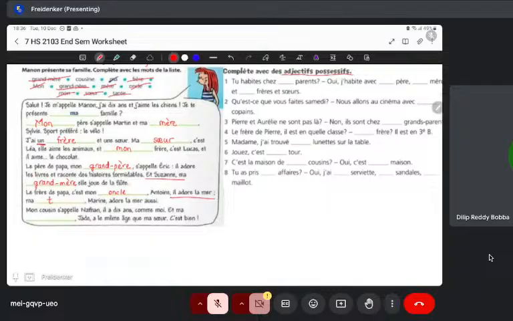Ma tante. I mean, see, female. So ma tante. It is coming together. It's like it's the right word. So ma tante Marine adore la mer aussi. So even she likes the sea. Okay. I mean, the final answer is cousin, but you can look at the context as well. Cousine. Here ma is there, so cousine. It makes sense. So there is no conflict. Everything is fine.